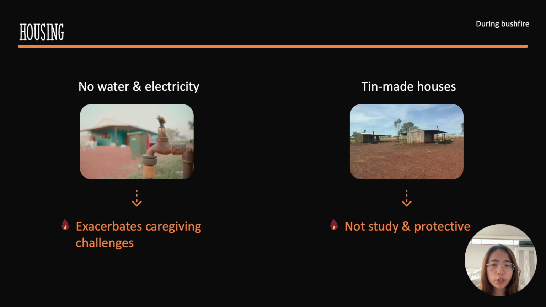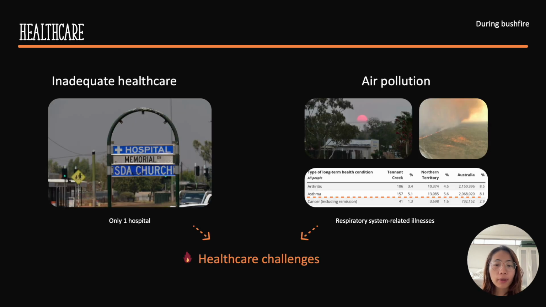Housing is a significant challenge facing Aboriginal people. The chronic issues with access to water and electricity in social and affordable housing, where many Aboriginal individuals live, can worsen the difficulties in caring for vulnerable individuals during bushfires. This includes children, elders, and people with disabilities. Additionally, the team-made houses they often occupy are not as sturdy or protective as those in urban areas, which is quite apparent. With only one hospital in Tana Creek, the risk of inadequate health care during bushfires is a concern.